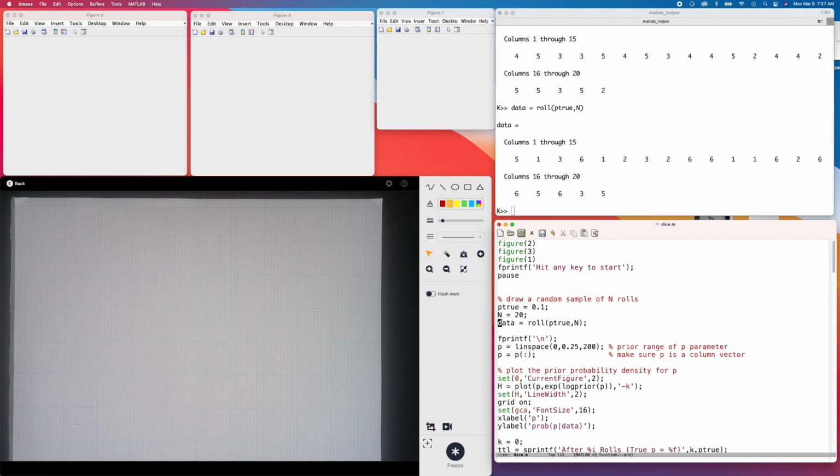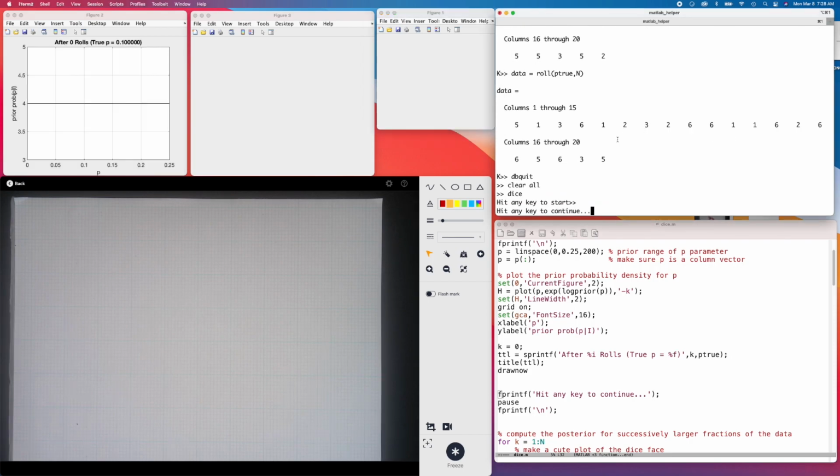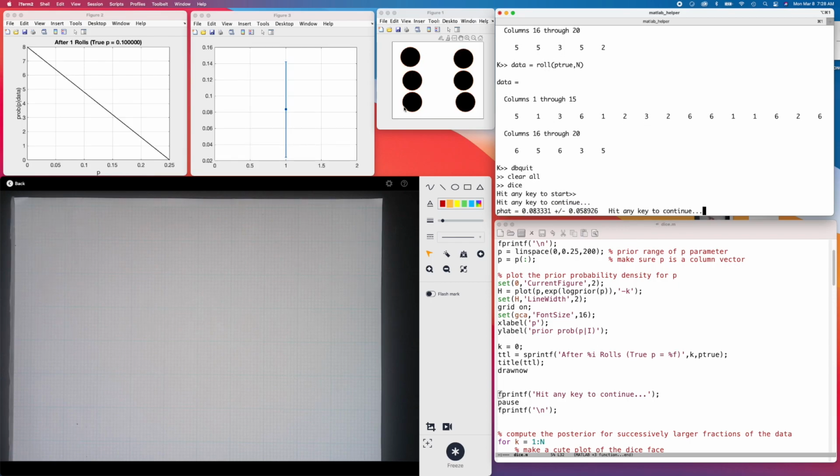And then if I want to plot the prior, I need to re-exponentiate it. Okay, so this is the probability of p. It says conditioned on the data in the title because I'm going to make the same plot later on, but it's really just the prior. Maybe I could change this title for the first time. All right, so this over here is the plot of the prior, after 0 rolls. The true value of p is put in the title so we can see if it's working. And we'll hit return. Okay, so now there is one sample draw.